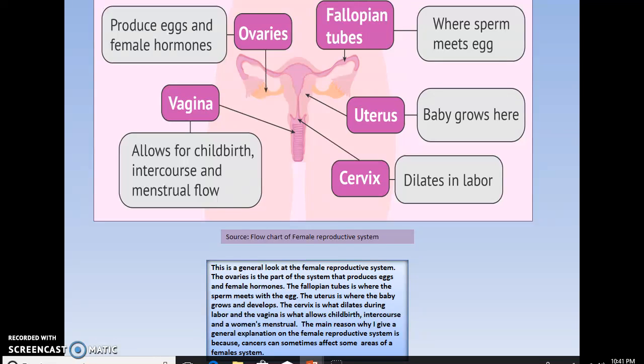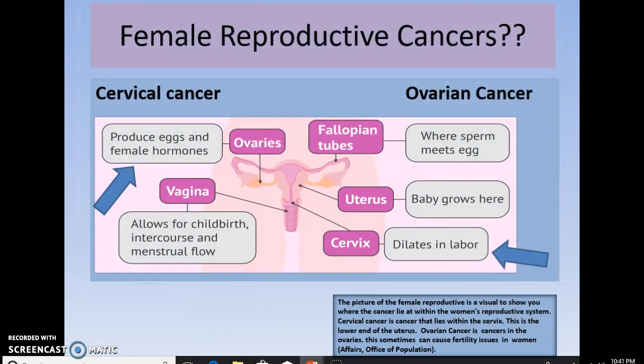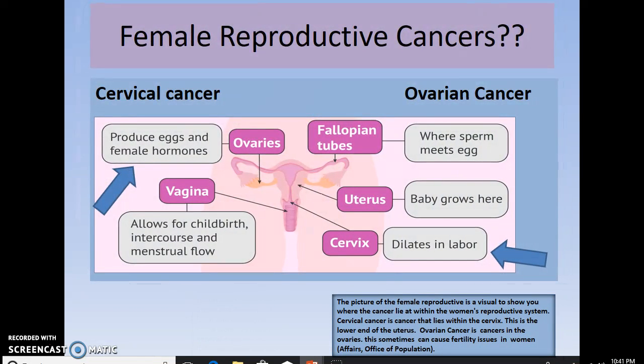The main reason why I give you a general explanation of the female reproductive system is because cancers can sometimes affect some of the areas within the system. So the first two cancers that I'm going to talk about just a little bit are cervical cancer and ovarian cancer. The picture of the female reproductive system, again, is just a visual to show you where the cancer lies within the woman's system.